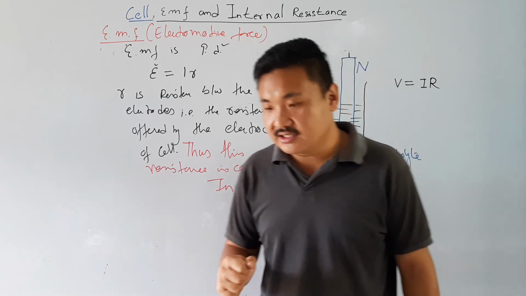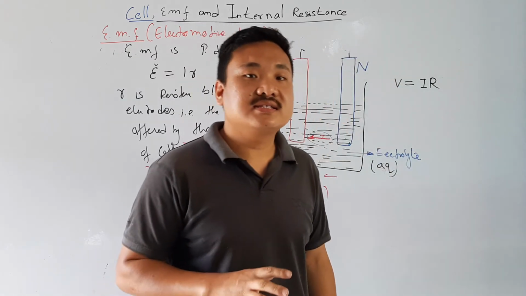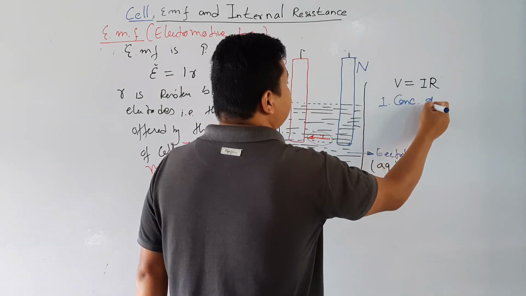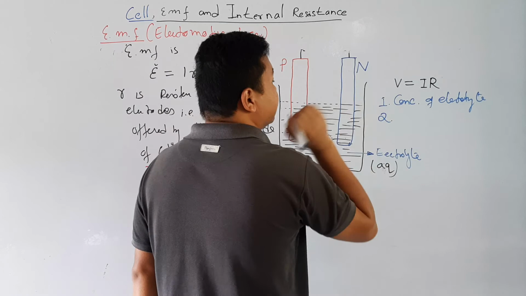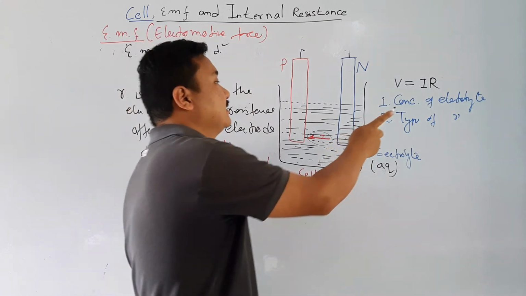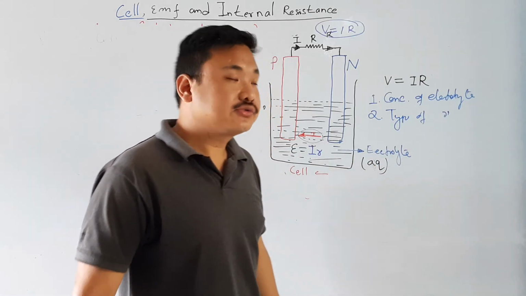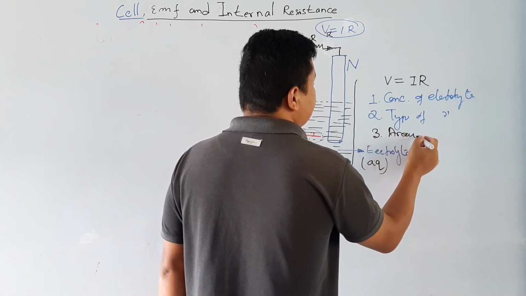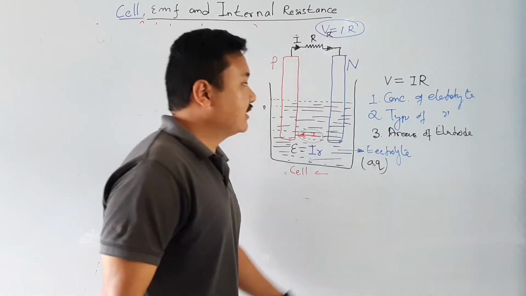Now, next topic: I will tell you on what factors the internal resistance depends. Please make a note of this. The internal resistance depends upon, number one, the concentration of electrolyte. Number two, it depends upon the type of electrolyte. And also the internal resistance depends upon the area of the electrode.